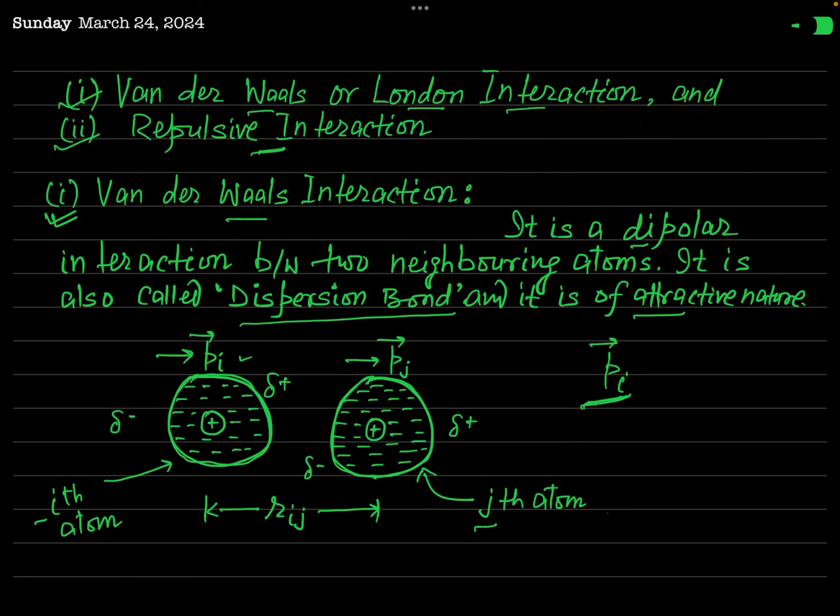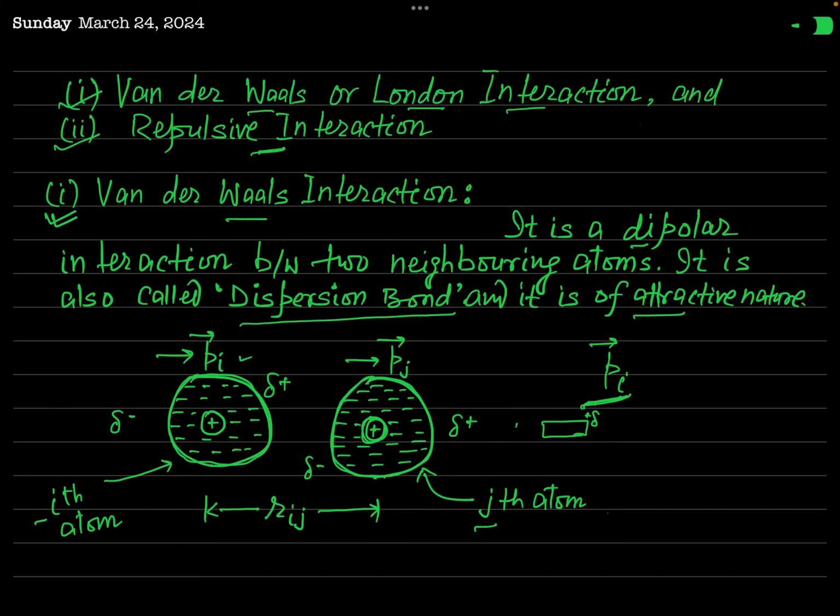So for getting the value of the electric dipole moment induced in the jth atom by the ith atom, first of all, you will have to calculate the electric field produced at the center of this jth atom due to the ith atom, which is now just acting like an electric dipole. Let us see. This is an electric dipole, as you can see.